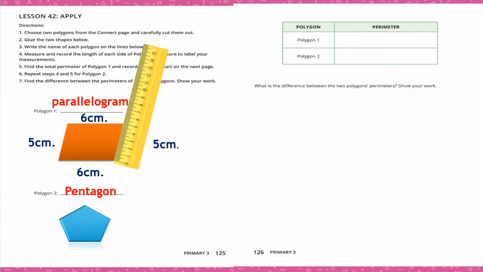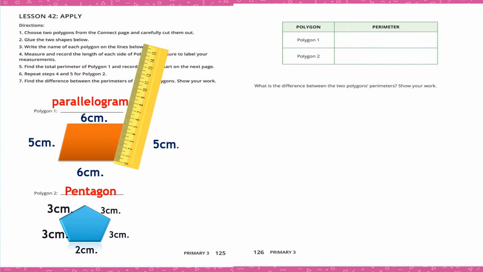We have another shape here. It's called pentagon. Pentagon has 5 sides and 5 vertices. Let's measure. They are 3 centimeters, 3 centimeters, 3, 3, and the last one is 2.